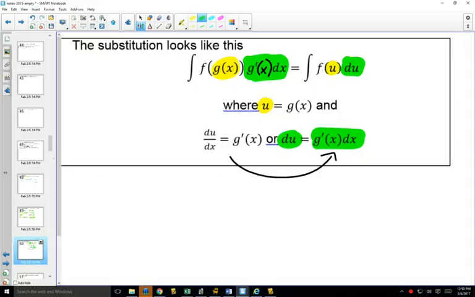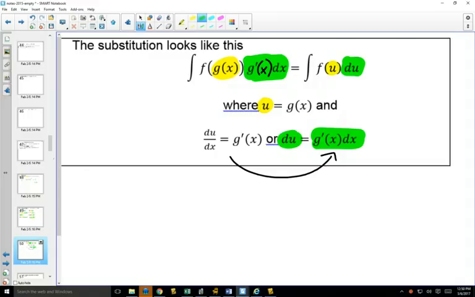Because technically, this is the derivative, and du dx means one thing. So you can't really take part of it and move it over to the other side. Doesn't mathematically make a lot of sense, but in this case it works, and we're going to just go with it.